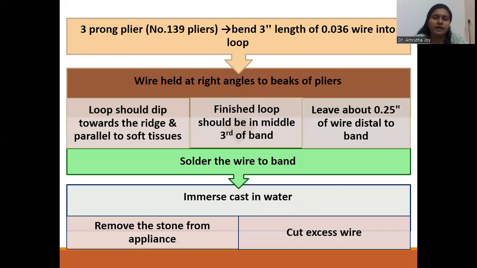Then the wire loop is made. Wire is held at right angles to the beaks of the pliers, and the loop should tip towards the ridge, parallel to the soft tissue, and the finished loop should be at the middle third of the band. And solder the wire to the band and cut the excess wire. The appliance is removed from the cast and should be polished.